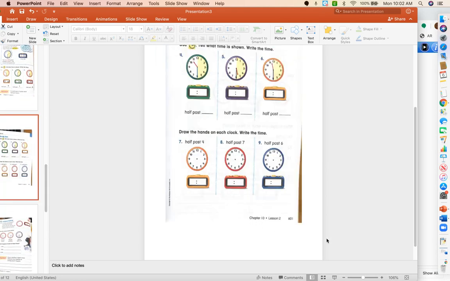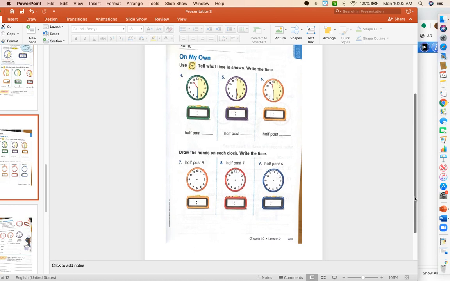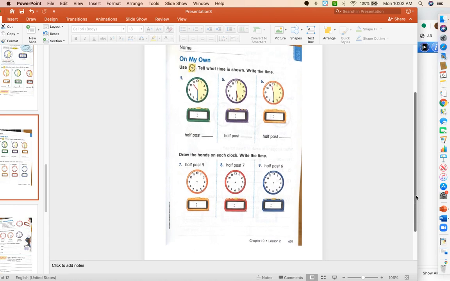All right, let's turn to page 601. This says, on my own. You are going to do the same thing we just did, where you're going to write the time in the box, the digital box, and then tell me half past what number it is. Don't forget that the hour hand is the red hand and the minute hand is the blue hand. And we're looking at half past. Remember, half past is 30. Halfway around the clock. So just do 4, 5, and 6, and then I'll see how we're doing with those answers.